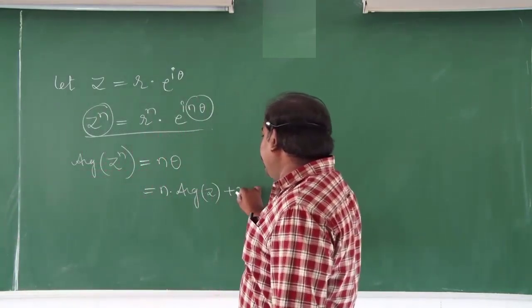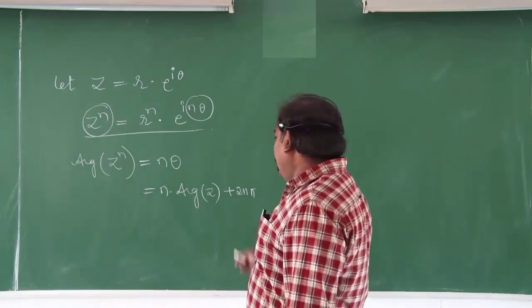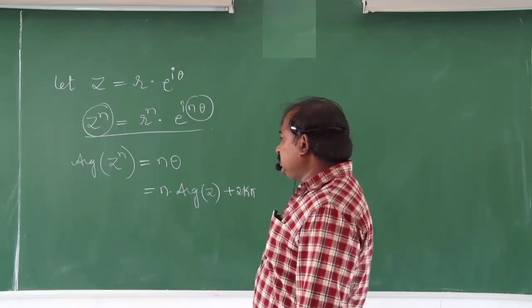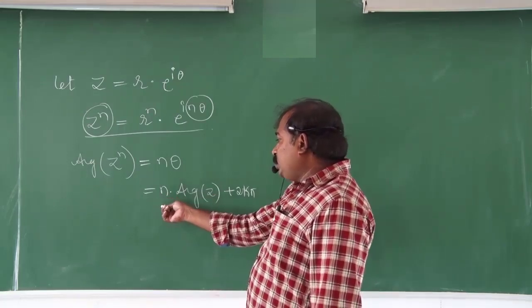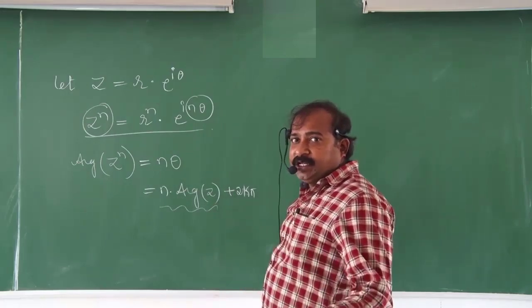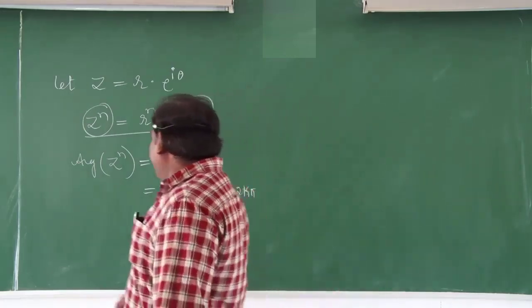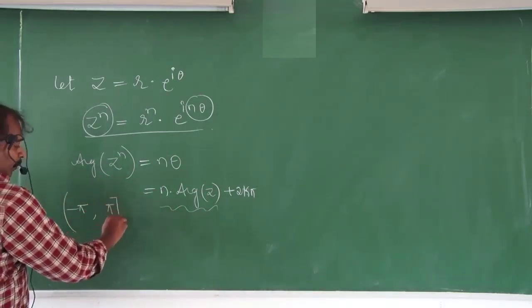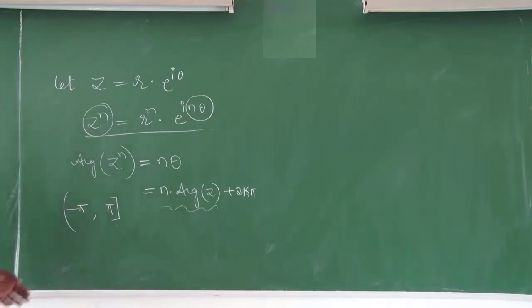Of course you can add 2n pi. Why am I adding 2n pi or 2k pi? Since when you are applying n into argument of Z, it should be in the principal region. What is the principal region I gave? Principal region means the value belongs from minus pi to pi. This is the principal argument value. So the principal argument always lies in the open interval minus pi to close interval pi.